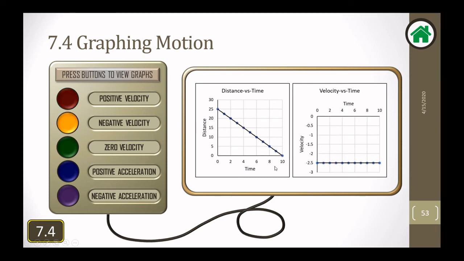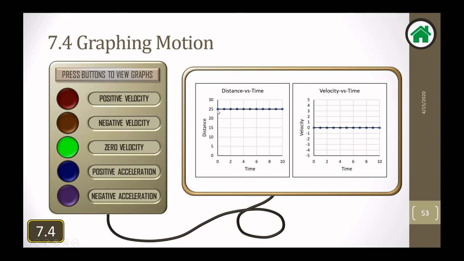Now let's look at negative velocity. We have a straight line with a negative slope, indicating the object does have a steady speed, but it's traveling in a negative direction instead of a positive direction. So this time, the velocity versus time graph is still a flat line indicating a constant velocity, but it is below the horizontal axis instead of above it. It is a negative velocity that is not changing over time.